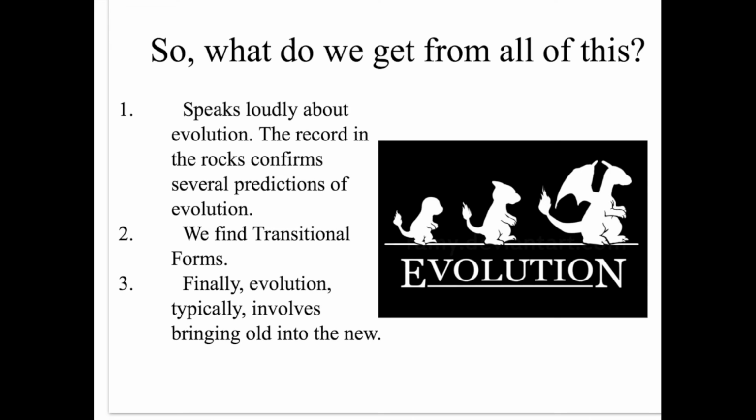And finally, evolution typically involves bringing the old into the new. Land mammals' legs are variations on stout limbs of fishes, the wings of birds were fashioned from the legs of dinosaurs, and whales are stretched out land animals whose forelimbs have become paddles. Whatever is written in the rocks shows awesome clues about evolution.